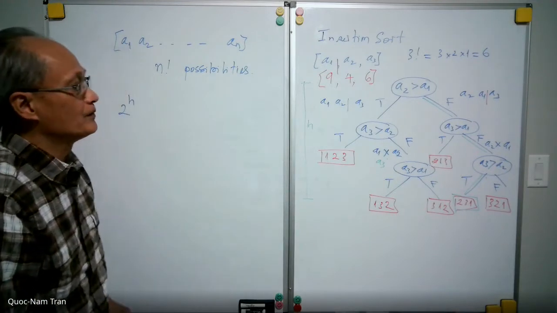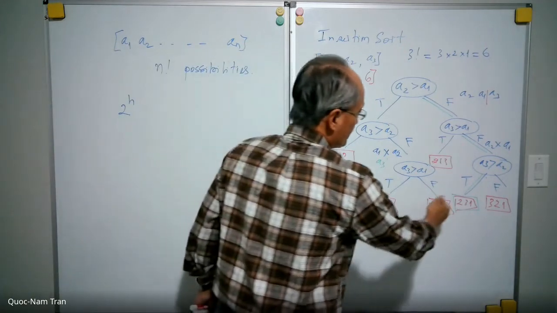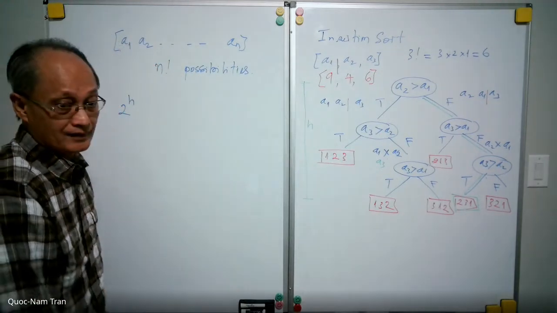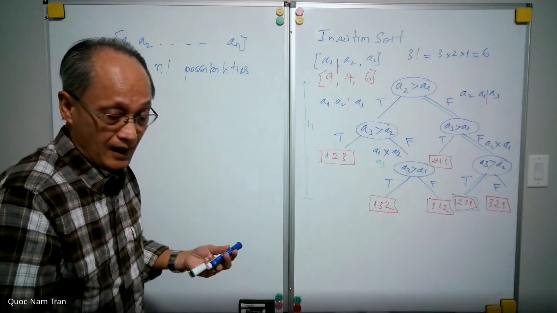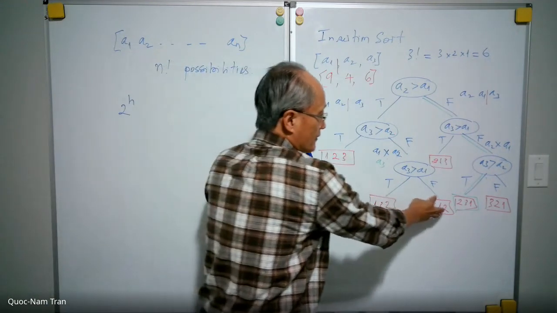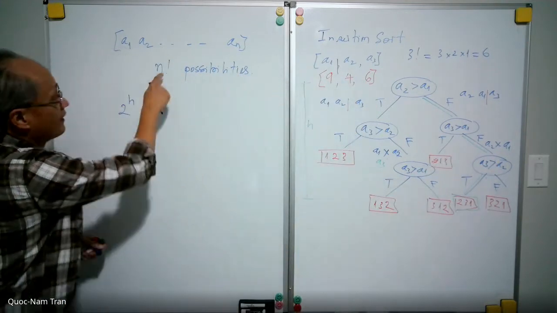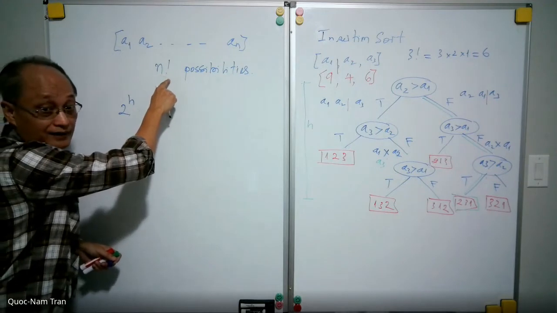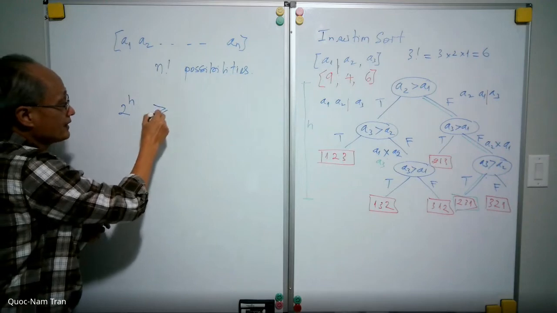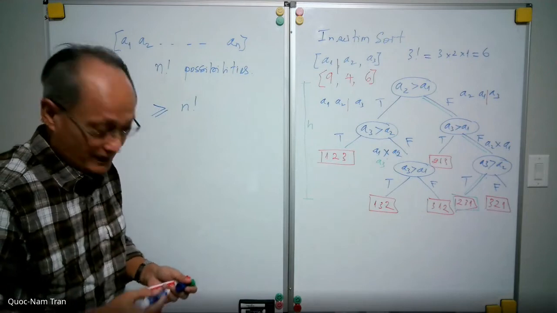Okay, now, how many leaves does the tree actually have? The leaves are the place where we have the result. How many of them? n factorial of them, right? So that said, we have 2 power to the h is greater than or equal to n factorial.